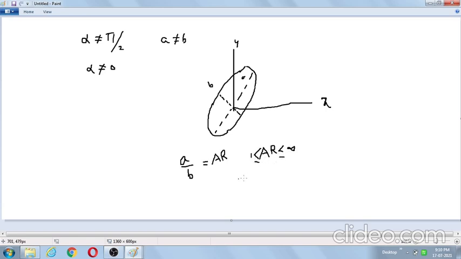Okay. If AR is equal to infinite, that means A by B is equal to infinite. So A by infinity is equal to B, so that is equal to 0. So minor axis is equal to 0 means simply it becomes a linear polarized wave. If axial ratio is equal to 1, so A by B is equal to 1, so A is equal to B. Phase difference of 90 degrees exists and A is equal to B, then this is called circular polarization.